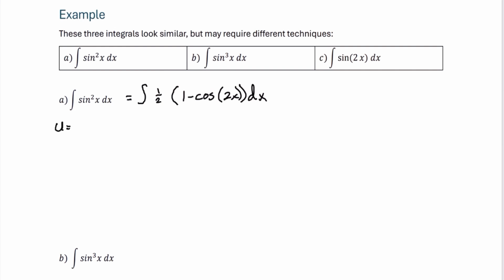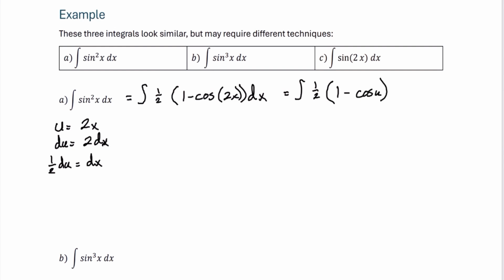Let's let u be 2x. Then du is 2 dx. Since 2 doesn't occur in the original integral, we'll divide both sides by 2. 1/2 du equals dx. Now we can rewrite this integral. We have 1/2 times 1 minus cosine of u, and then du, and dx we are replacing with 1/2 du.